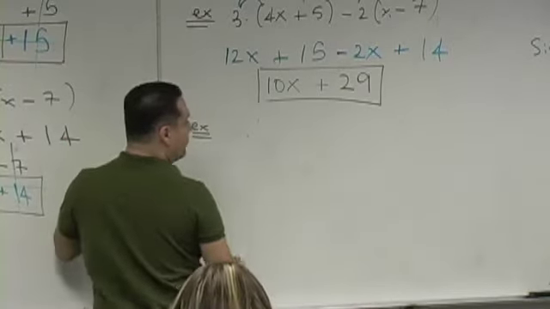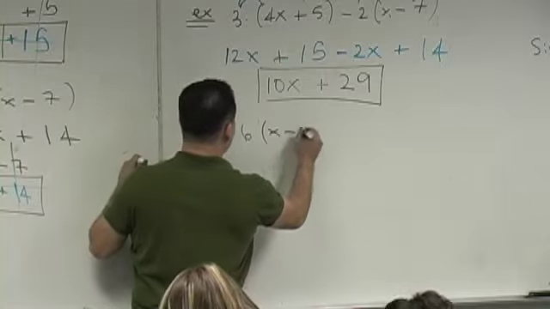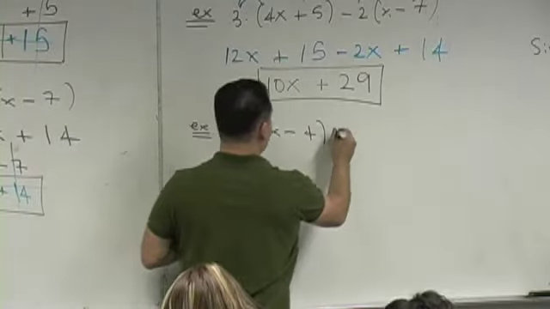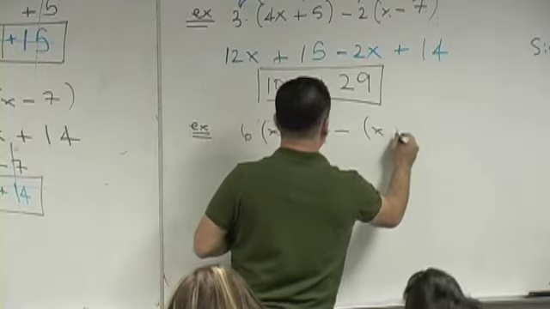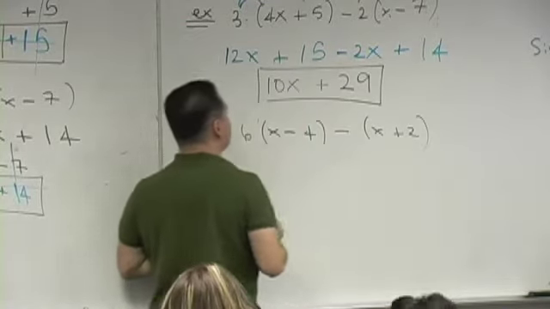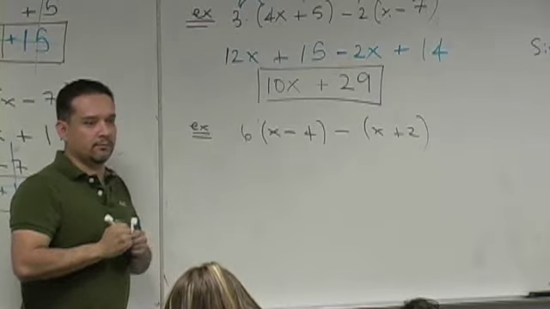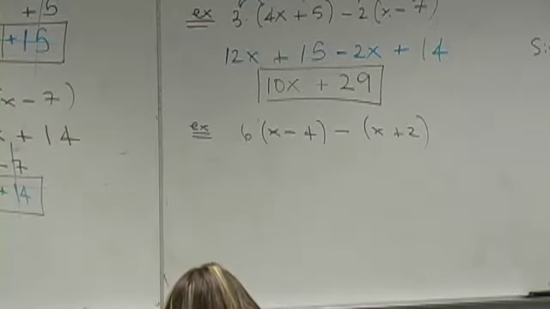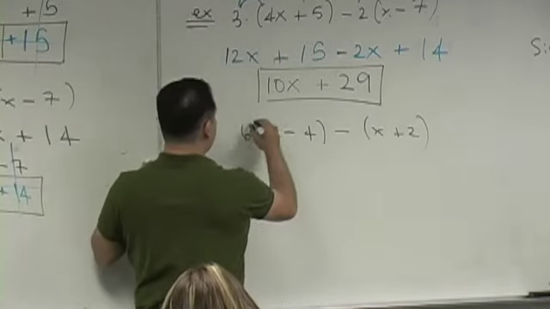Let's give you an example. 6 times x minus 4, minus x plus 2. Okay, so what happens now by that distributive property?